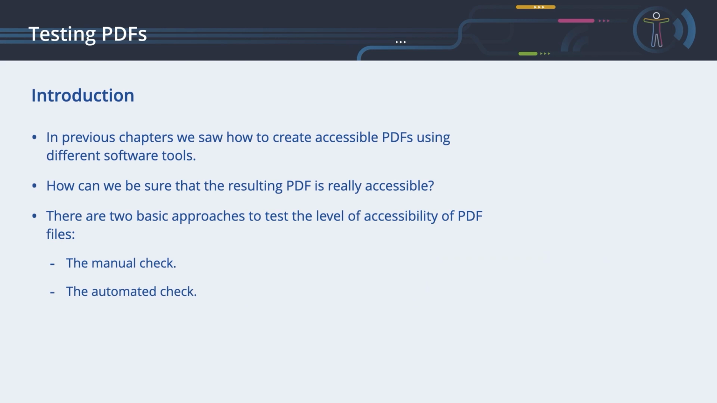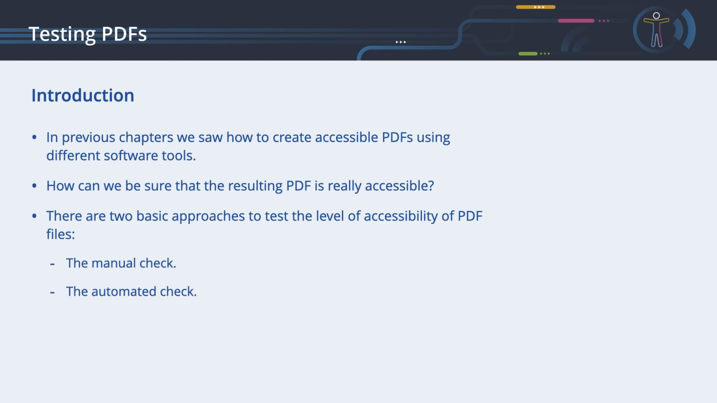In previous chapters, we saw how to create accessible PDFs using different software tools. So, we have an existing PDF. Maybe we created it ourselves, or maybe we received it from somebody else. How can we be sure that it is really accessible? There are two basic approaches to test the level of accessibility of PDF files.